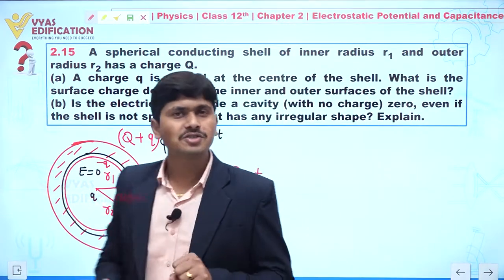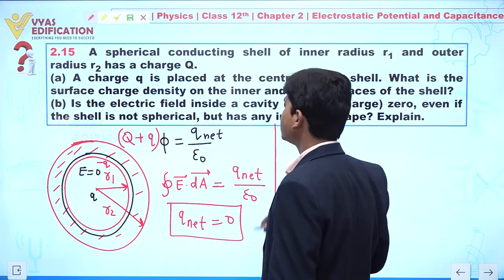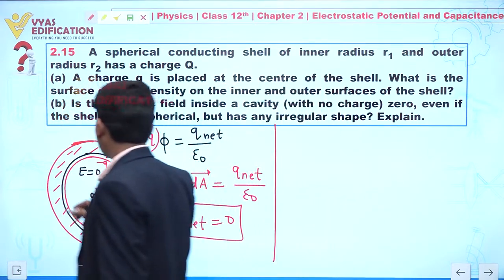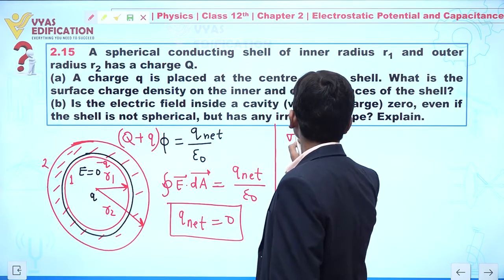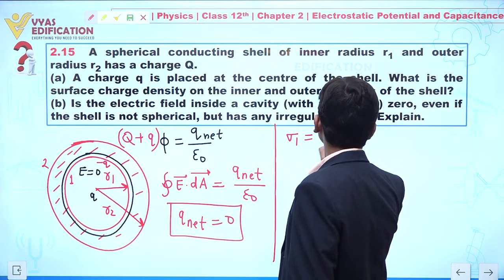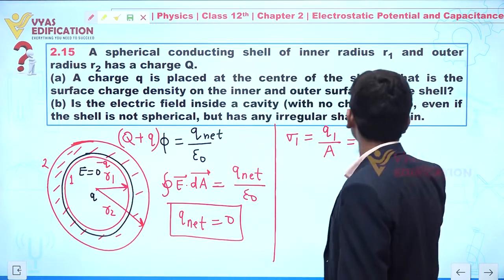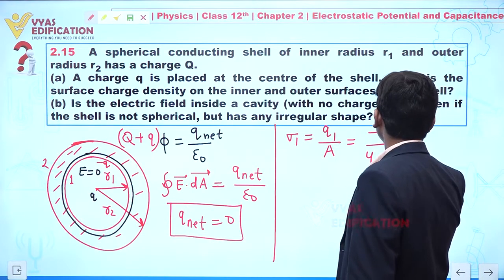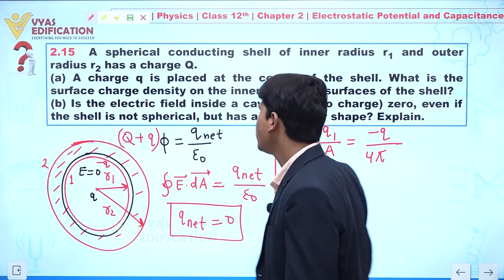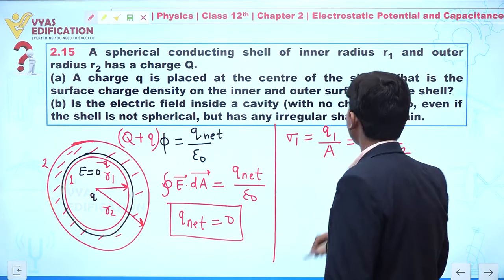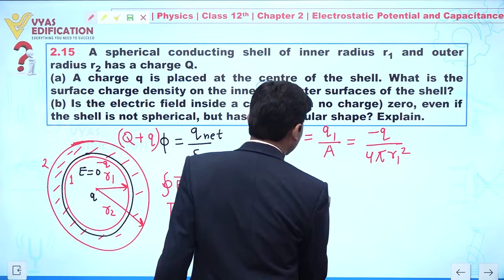Now our objective in this question is to calculate surface charge density. So how can we calculate the surface charge density of the inner surface? Let's suppose I take this surface as 1 and this one as 2. Sigma 1 is given by q1 divided by area. The charge present on surface 1 is minus q, divided by, because this is a sphere, the surface area of a sphere, 4 pi r square, so 4 pi r1 square.